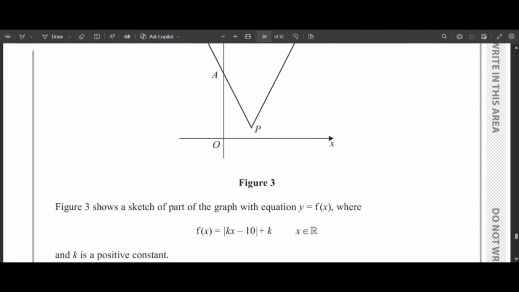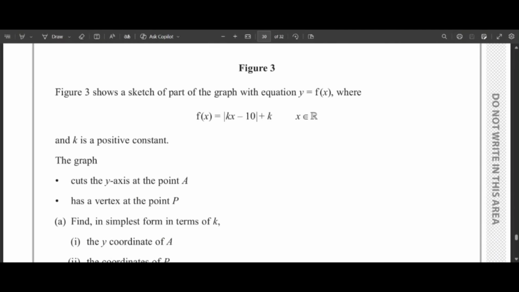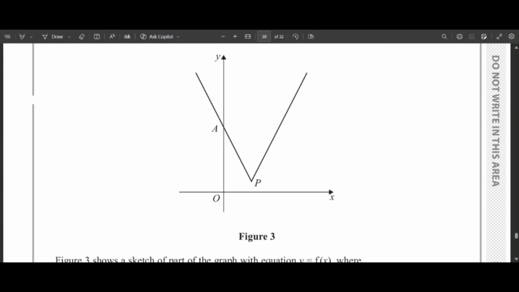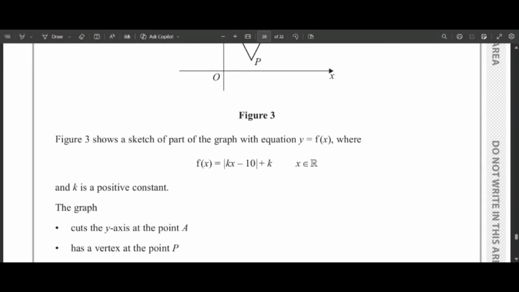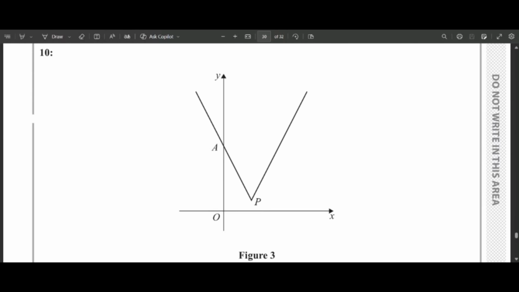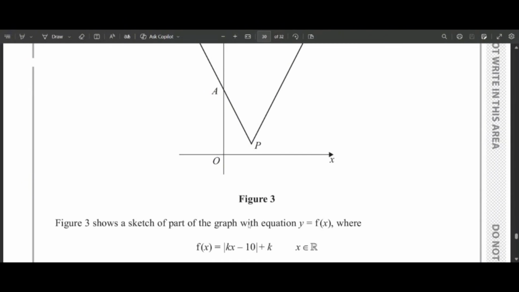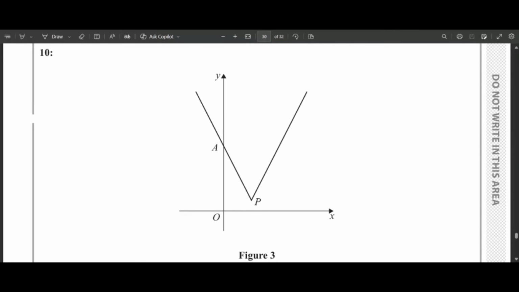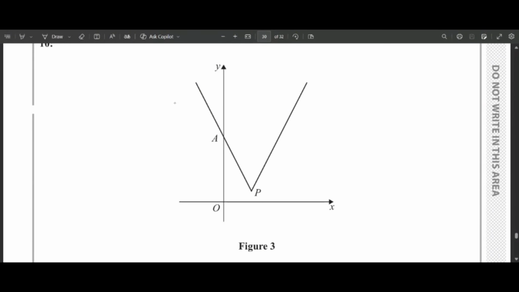Now some properties about the graph are given. The graph cuts the y-axis at point A. So A is the y-intercept of the graph, and the graph has a vertex at point P. So point P is the vertex of our graph. Now for part A, we have to find, in the simplest form in terms of k, the y coordinate of A. We know that A is the y-intercept.